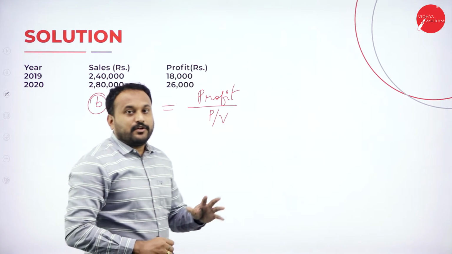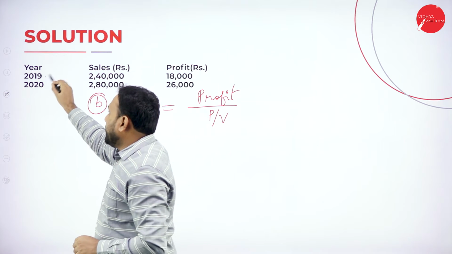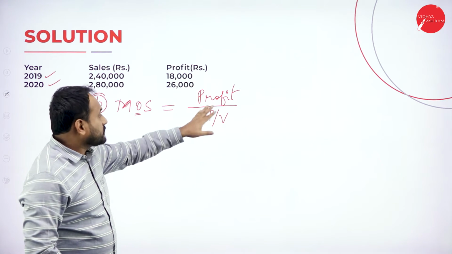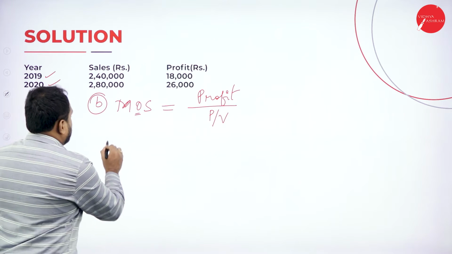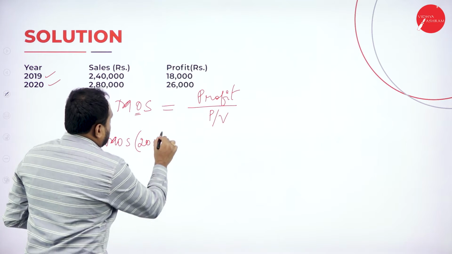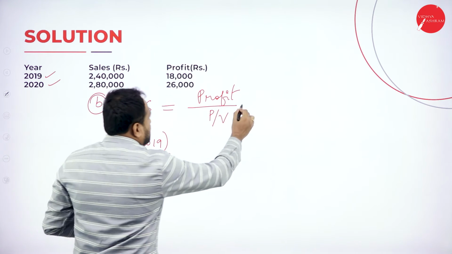What was the question? For both periods, for 2 years. 2 years means what? 2019, 2020. What is the profit in 2019? 18,000. So you will write like this: MOS for 2019. Again write the same formula.